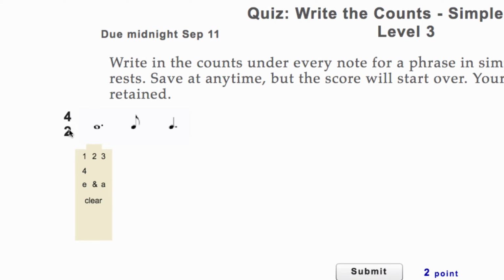Okay, 4/2, kind of a strange meter. That means we have 4 beats per measure, and a half note gets 1 beat. A whole note is 2 half notes, and any dotted note gets 1 more half of itself. So that's going to get 1, 2 half notes, and then the dot makes it 1 more half note. So 3 half notes. 1, 2, 3.